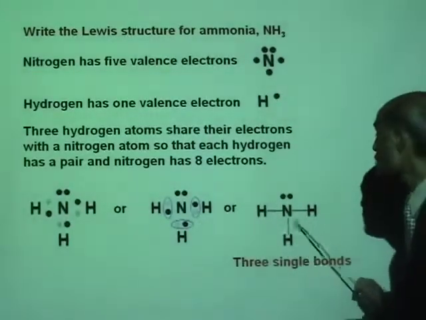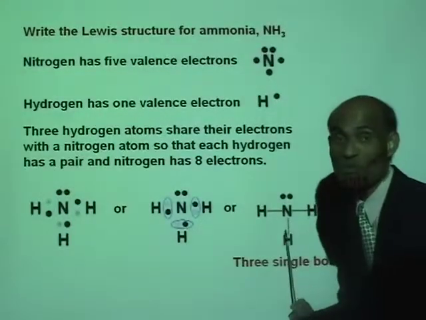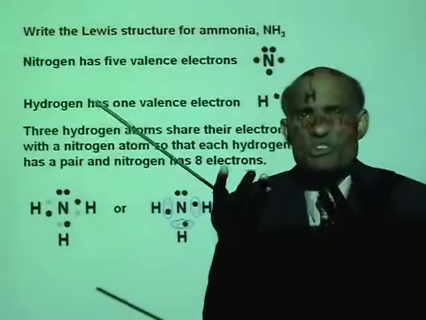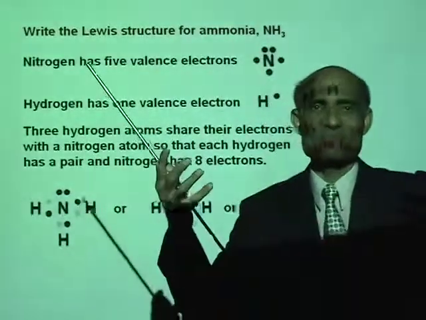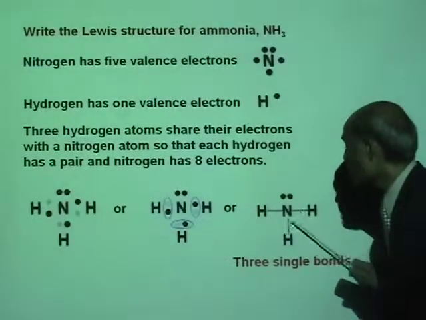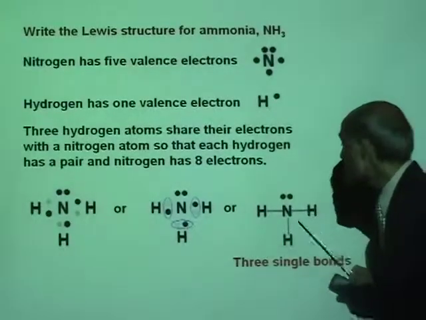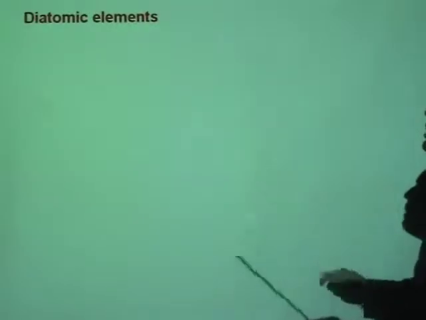There are 3 single bonds there. Don't confuse this. This is not a triple bond. A triple bond occurs when there are 3 pairs of electrons shared by 2 atoms. Here, 3 pairs of electrons are shared by 3 atoms. So each is a single bond. There are 3 single bonds in here.